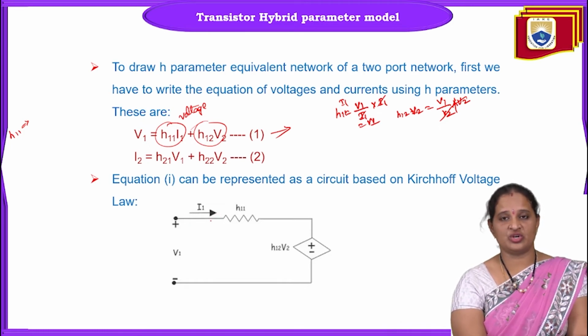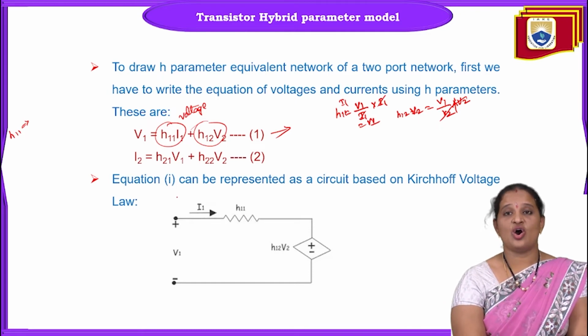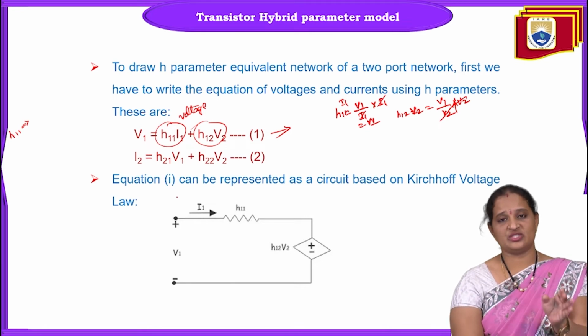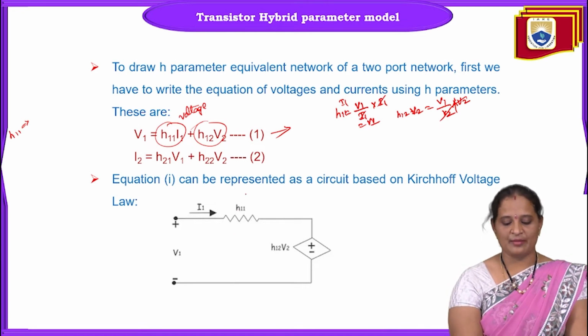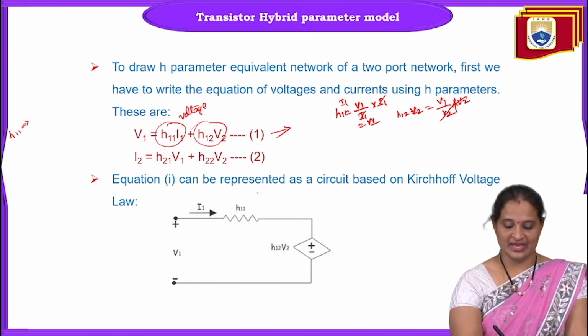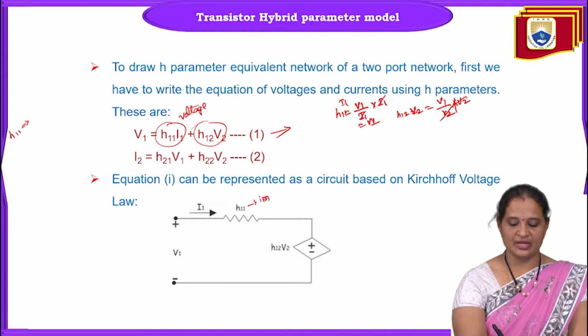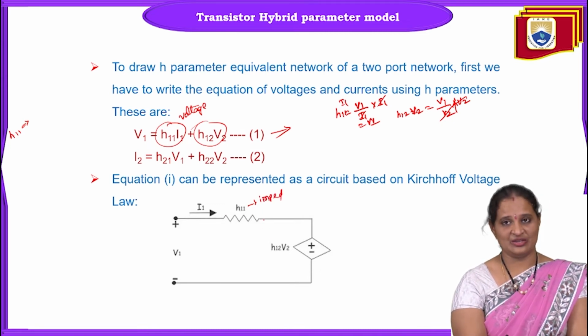So what does Kirchhoff's voltage law say? The sum of voltages in a closed loop is equal to 0. That means all the elements will be connected in series in case of KVL. So I am connecting all these elements in series, because H11 is the impedance. That is why we are representing it with a resistance here.